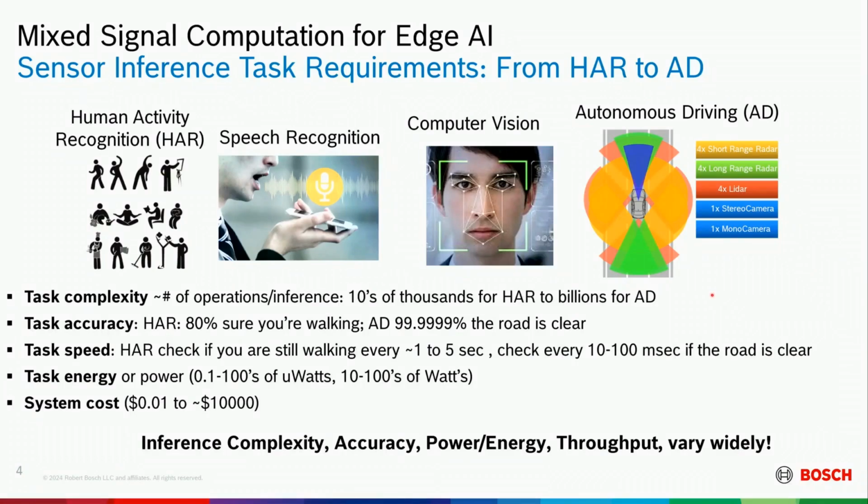And system cost too. A lot of the sensors that we make at Bosch cost a few cents, so you don't want to spend a lot of silicon area on inference. But for autonomous driving, that's not the case, because this may cost tens of thousands of dollars, if you're paying for autonomous driving in your Tesla, for instance. So inference complexity, accuracy, power, energy, and throughput vary quite widely.